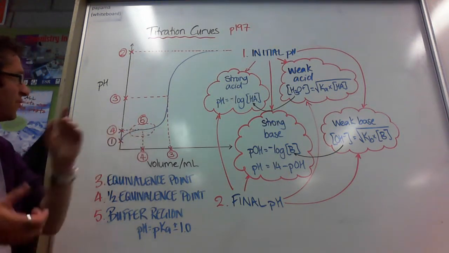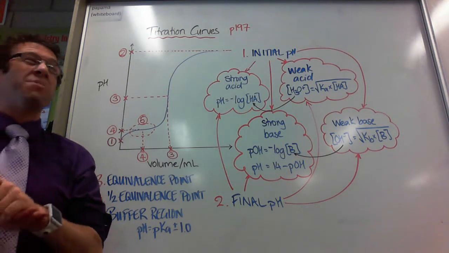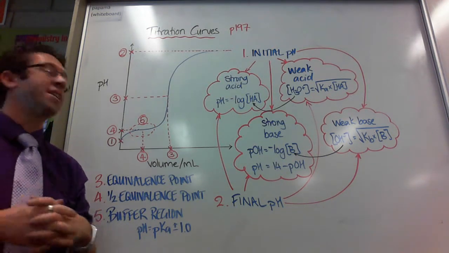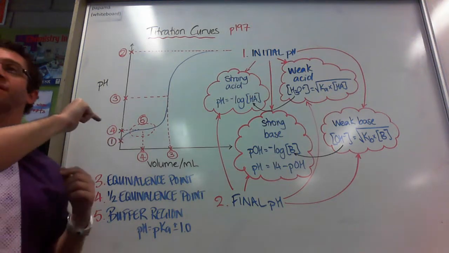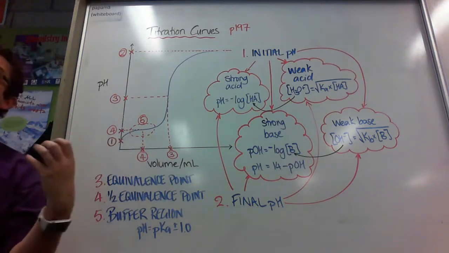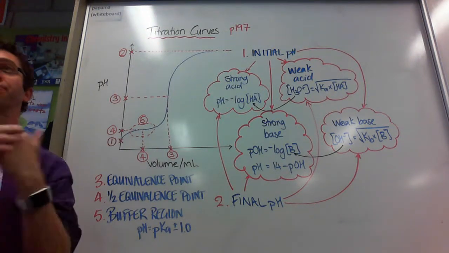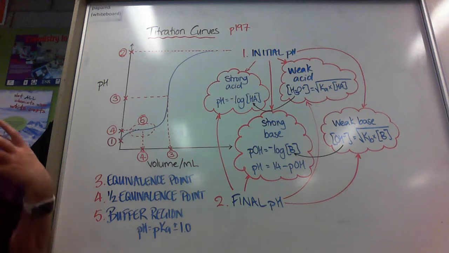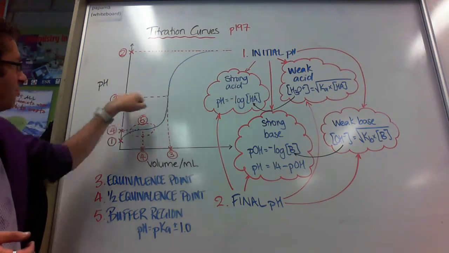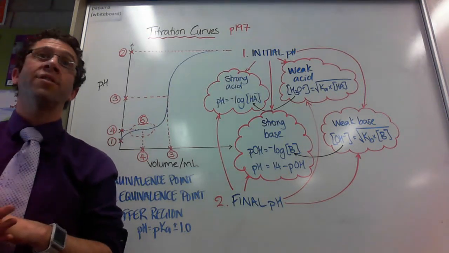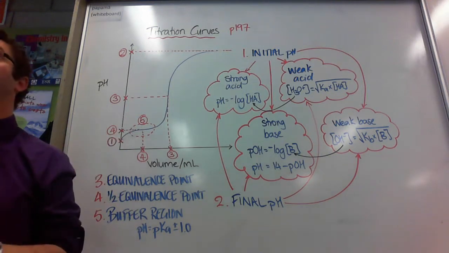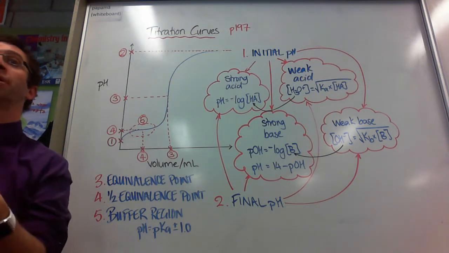And the last thing we have to identify is the buffer region, which is probably the easiest thing to do. If you know the pKa, 4.76, this goes from 3.76 to 5.76. It's the pKa plus or minus 1. So it's really easy. What we're going to spend a lot of time on next term is how to calculate region 3, which is the pH of the equivalence point, and therefore that will help us get the volume for the half equivalence point. So those are the two things we're really going to worry about.